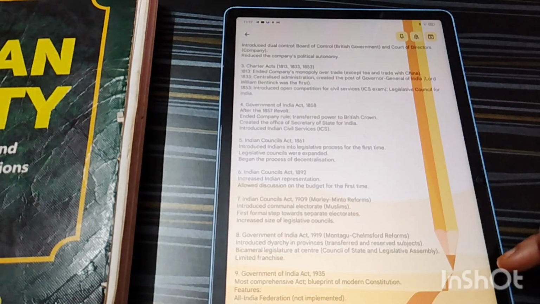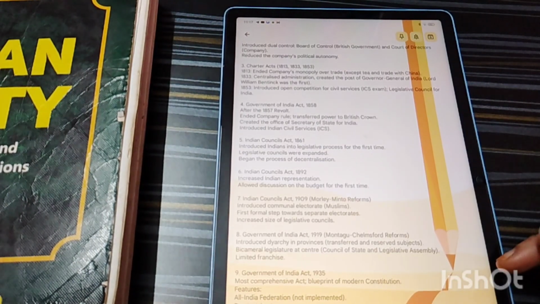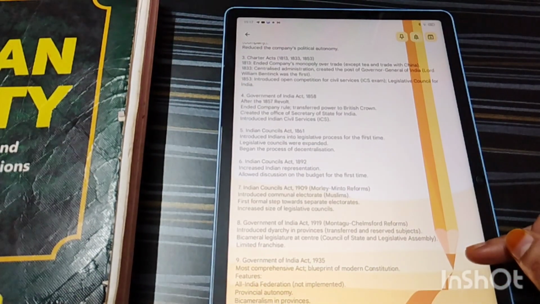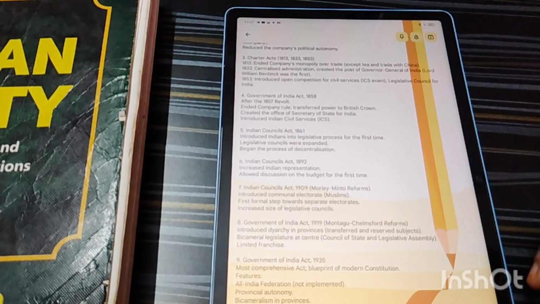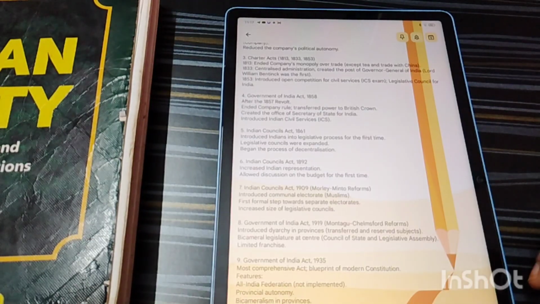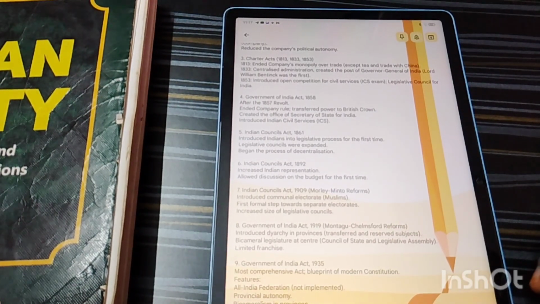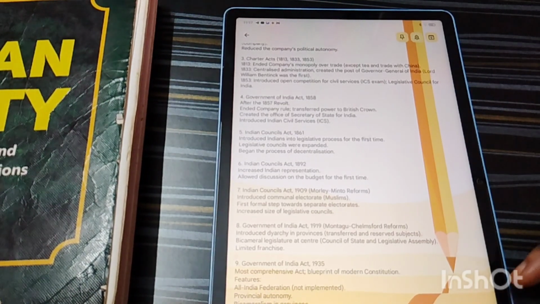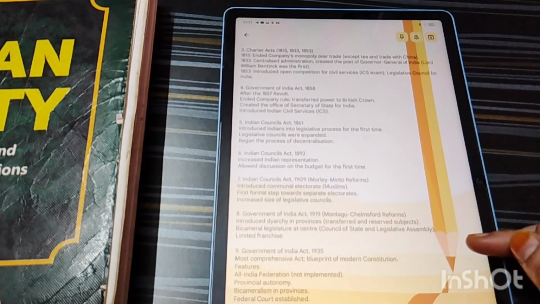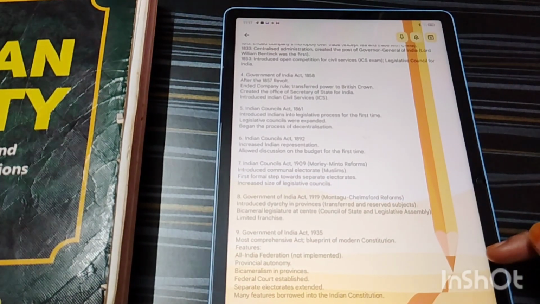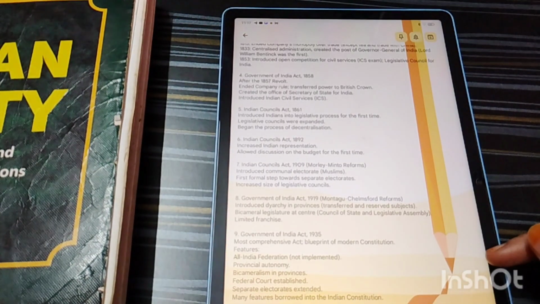The sixth one is the Indian Councils Act of 1892. In this, Indian representation increased and discussions on the budget were allowed for the first time. In the seventh, the Indian Councils Act 1909, the Morley-Minto parliamentary reform, it introduced communal electorates for Muslims, the first formal steps towards separate electorates. It also increased the size of the Legislative Council. And the eighth one is the Government of India Act 1919, the Montagu-Chelmsford reform. It introduced dyarchy in provinces, with transferred and reserved subjects. It created a bicameral legislature at the center, the Council of State and the Legislative Assembly, with limited franchise.